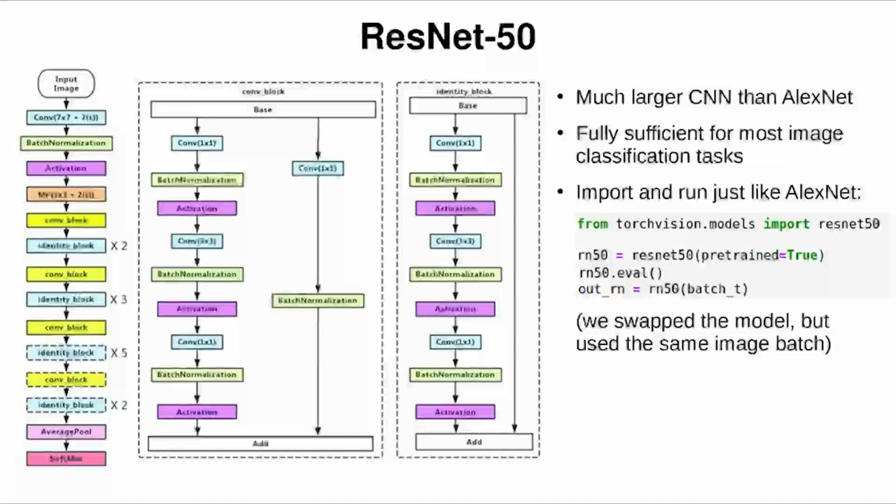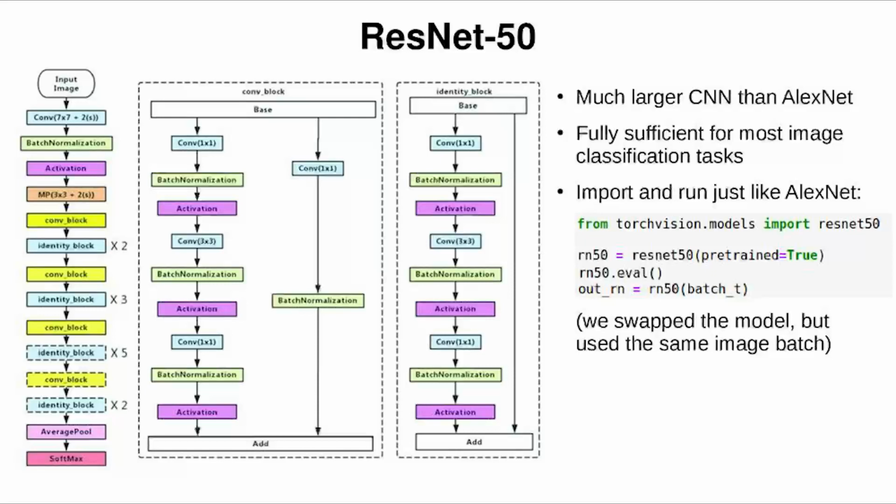The 2015 ImageNet Challenge winner, ResNet, is a much larger convolutional neural network than AlexNet. ResNet type architectures come in various sizes. The one that we will consider here is ResNet 50. It is schematically shown on the slide on the left.